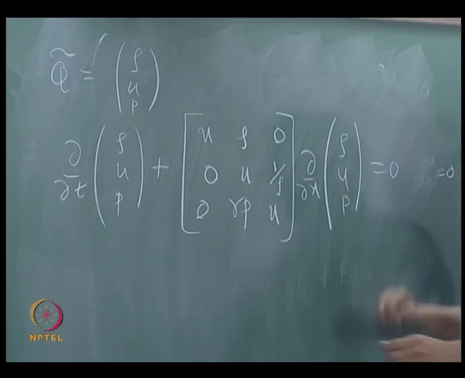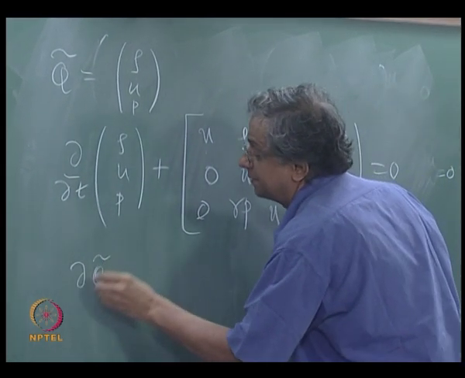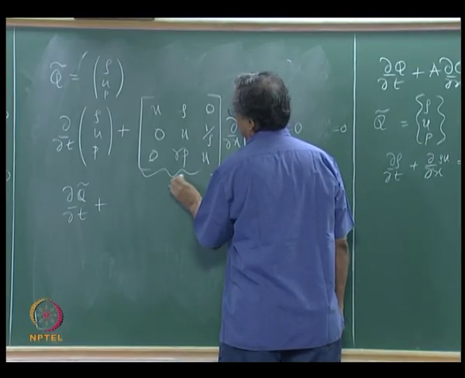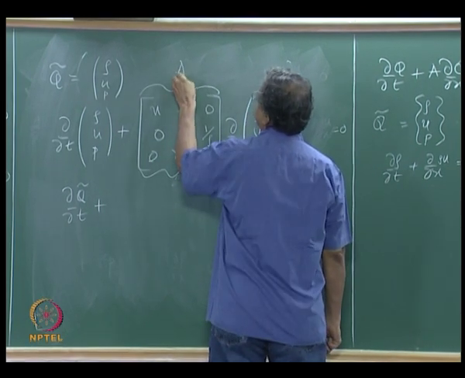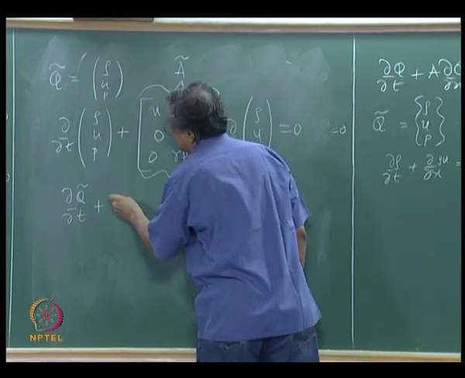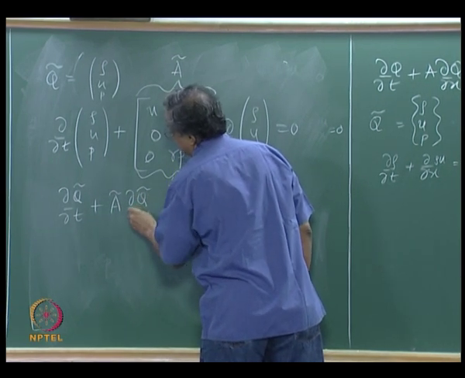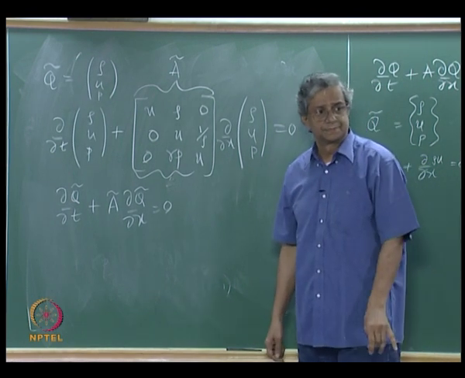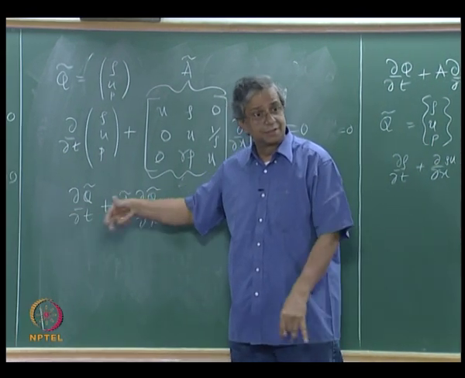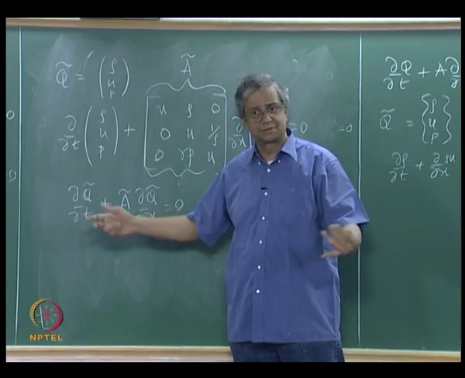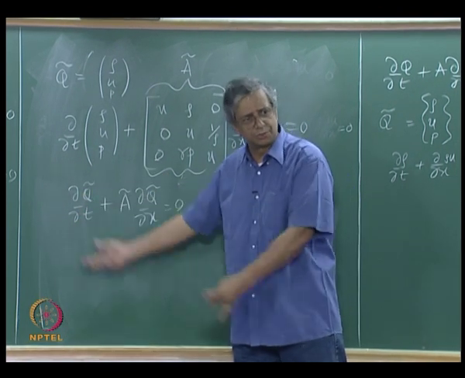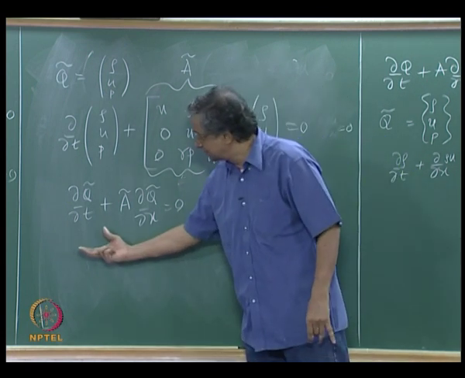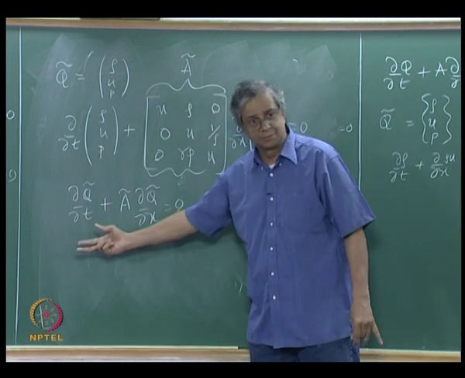Fine. So I am now able to write this as dou q tilde dou t plus I will identify this matrix as A tilde. I will identify it on the top as A tilde. A different non-conservative form, right. In this case the variables are not the variables we got in the conservation equations as densities, okay. So these are, you can call them non-conservative variables if you want, as opposed to those variables which are conservative variables.